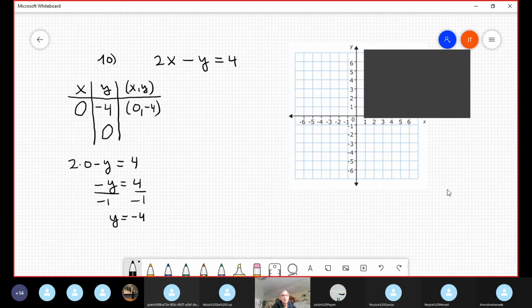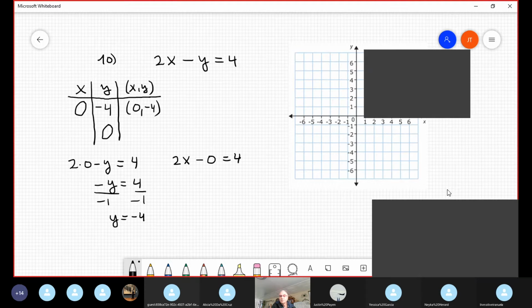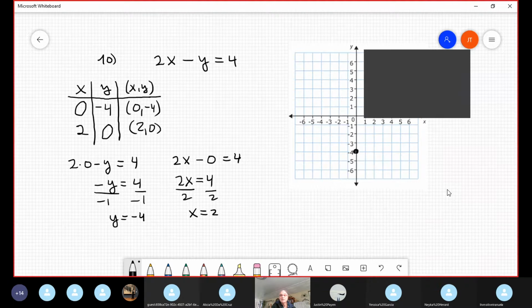Okay. Now y is 0: 2x minus 0 equal 4. Thus we have 2x equal 4, divided by 2, because I want to solve for x. X is 2, and the point is 2, 0. And plot the point, on the y and x axis. The first is on the y, exactly here, 0, -4. And the second is 2, 0. Boom, here. And we're connecting by the line.